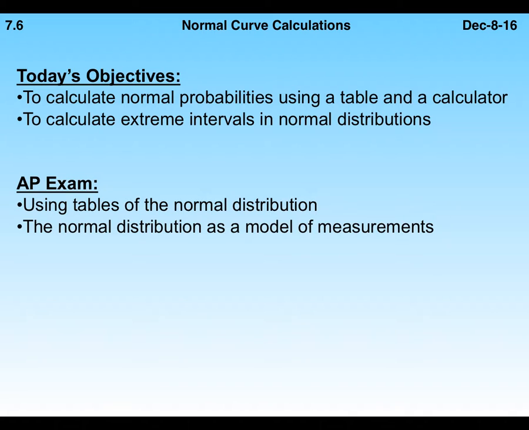Talking about today is the normal distribution, finally. So we're going to be calculating probabilities. I'm going to show you how to calculate each probability 2 different ways. We're going to use a table, and then we're going to use a calculator. And then we're also going to go backwards. So if I give you a probability, you need to find a certain value.